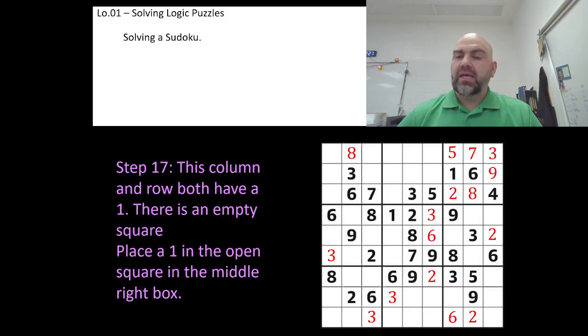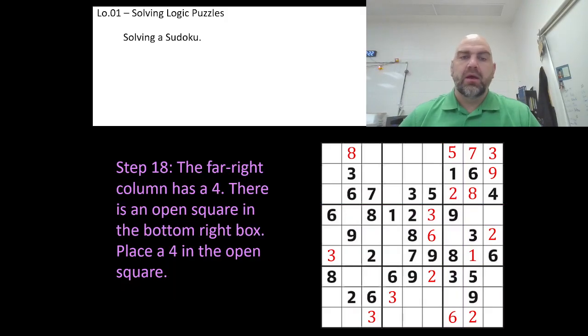All right, let's take a look at this column and row. These ones both have a 1 in there. Now, if we look at the right middle box, it's missing a 1. The only spot available for a 1 in that box is the bottom middle spot, and so we can fill that in. And then the far right column has a 4 already, right there, and so the bottom right box, the only spot available for a 4 would be there.